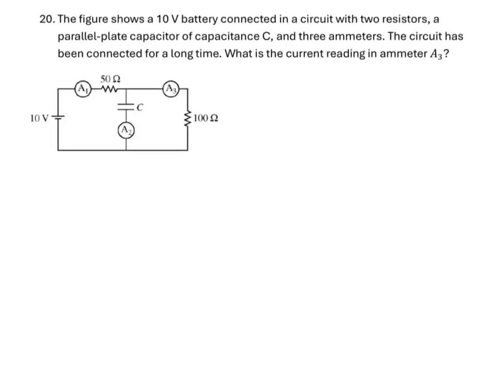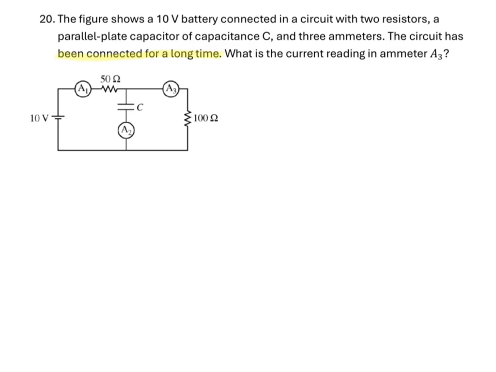In this video, we are going to solve some problems on RC circuit. The figure shows a 10-volt battery connected in a circuit with two resistors and a parallel plate capacitor C and 3 ammeters. The circuit has been connected for a long time. What is the current reading in ammeter A3?